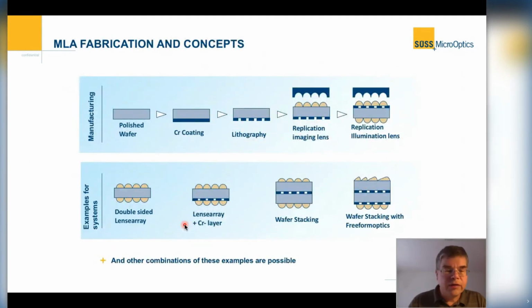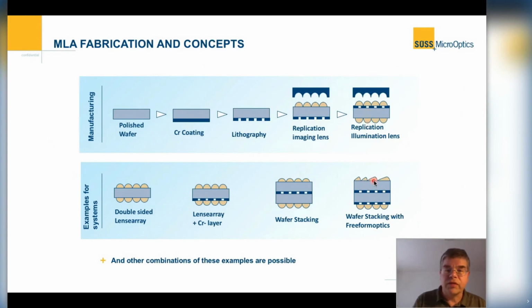I mentioned earlier, this is a scalable, high volume process, where we can go to hundreds of wafers per day. And that means we can imprint with a stamp the micro lenses on a glass wafer, where we also have the chromium pattern. The chromium pattern is what you saw on the previous slide. Then we do the same on the other side, so it's basically a double-sided element. One part of the lens is the illumination, and the other is the imaging lens.